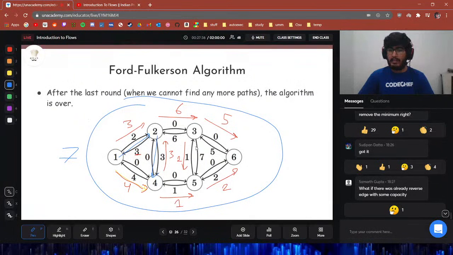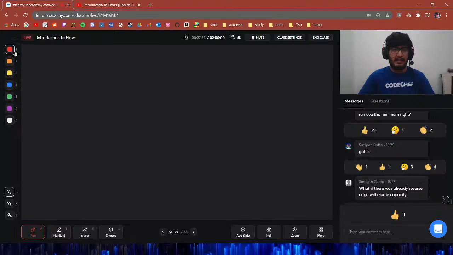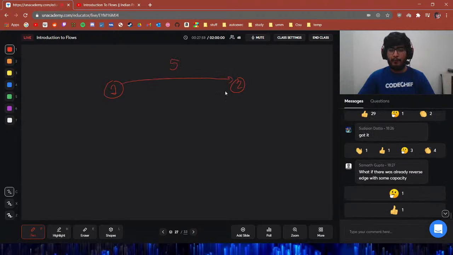What if there was already a reverse edge with some capacity? In this kind of question, we do not want to put a reverse edge with some capacity. Acha, you mean like there was something like this? Let's say that there was a node 1 and there was a node 2. This pipe had flow 5 and this pipe has flow 2. Some example like this, right? So of course one can see that the maximum flow is going to be here 5, right?